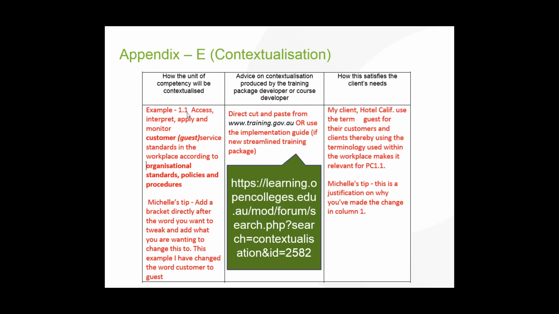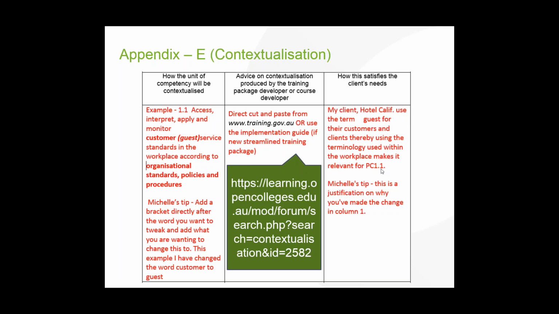That's a 1.1 performance criterion: access, interpret, apply, and monitor customer service standard. That's the original performance criterion. But the organization which I'm going to train, they are not calling customers as customers. They are calling customers as guests. So we are writing guest in bracket. It's called contextualization. And we are writing that explanation here. My client, Hotel Clive, use the term guest for their customers and clients, thereby using the terminology used within the workplace makes it relevant for PC 1.1.